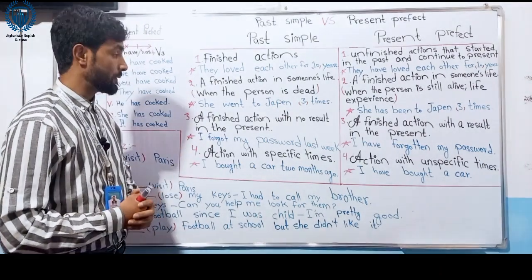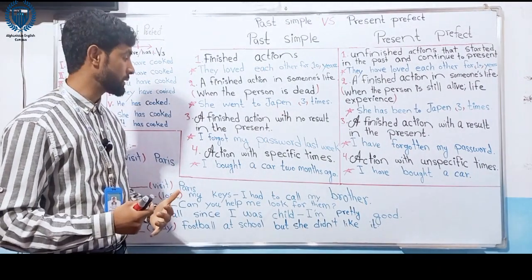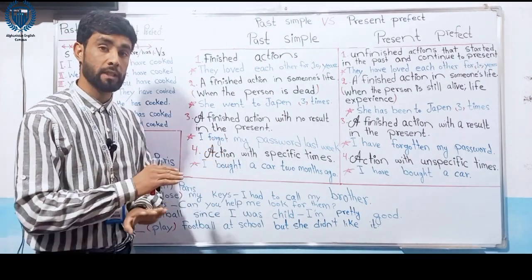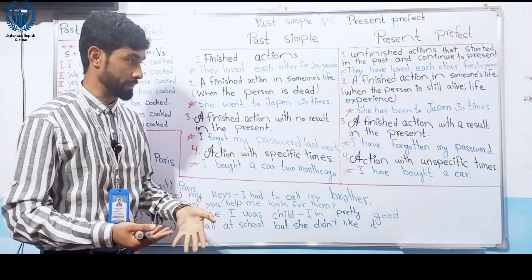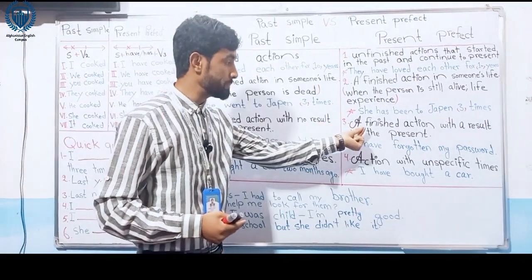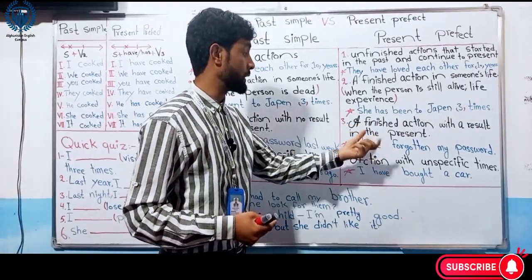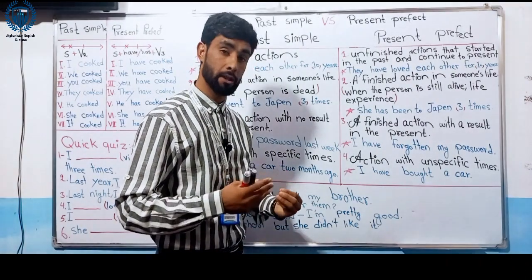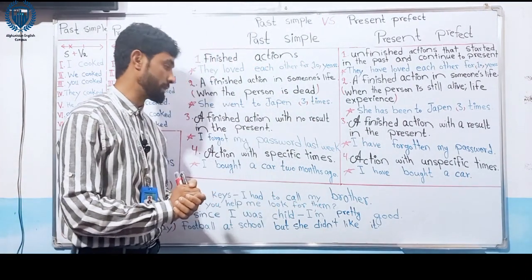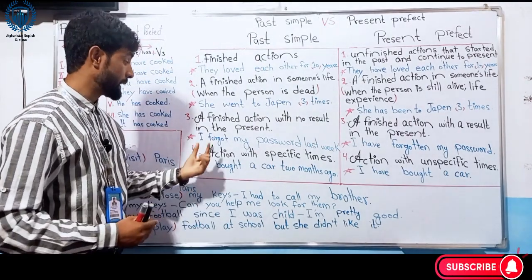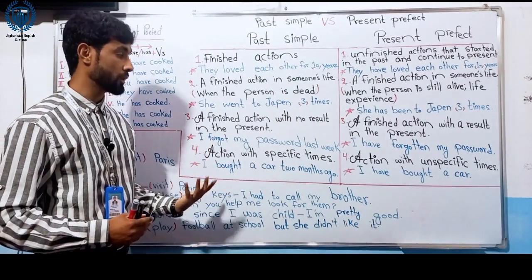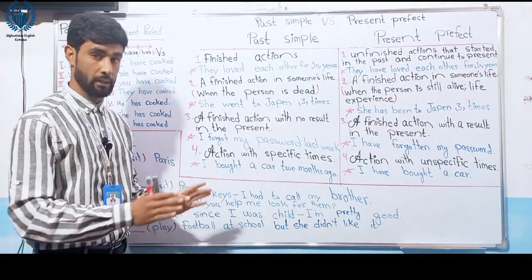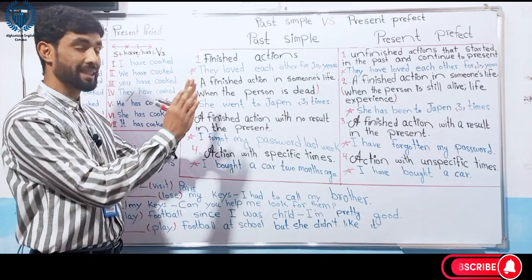The next one, a finished action with no result in the present. Simple past shows a finished action which has no result in the present. And the present perfect, a finished action with a result in the present. Look at the example. I forgot my password last week. So it has nothing to do with the present.